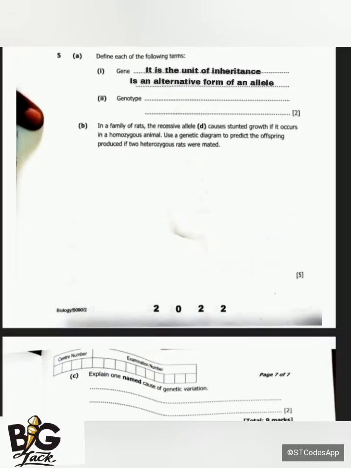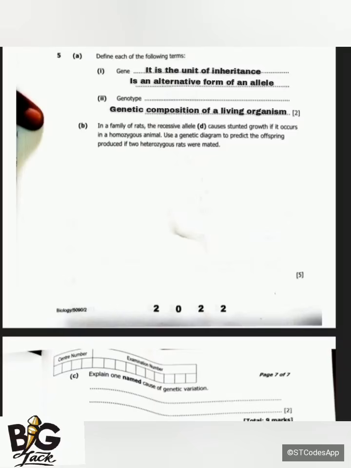Then as for genotype, this one is just the genetic composition of a living organism, or the genetic makeup of a living organism. The way you are made internally is the genotype. Usually this genotype is represented by the alleles.